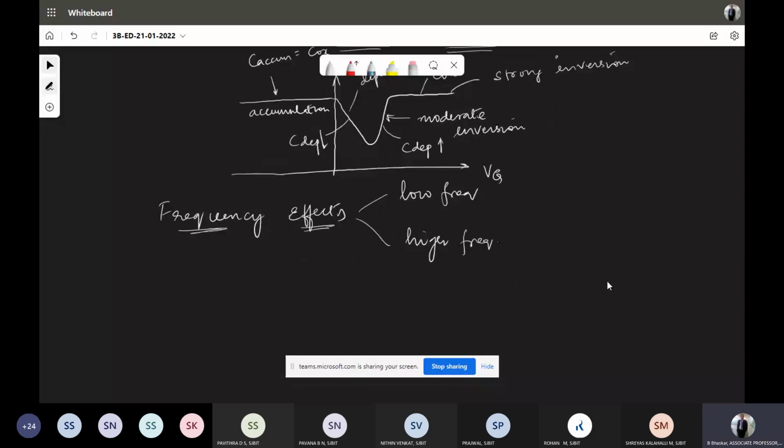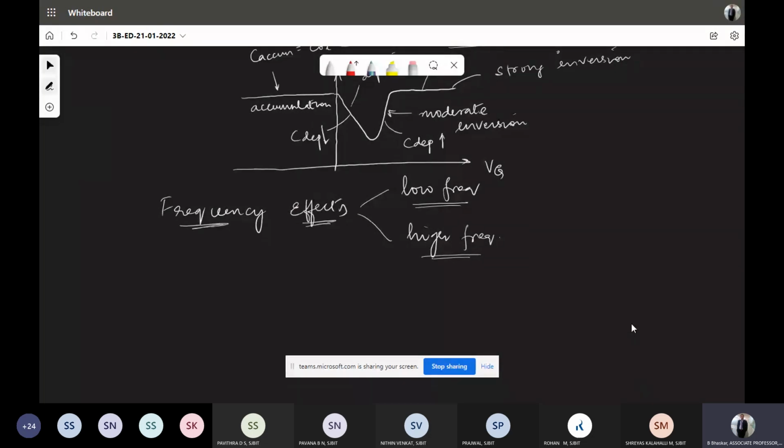Now we have to again speak about the same CV characteristic curve by looking at the gate voltage with a low frequency or a high frequency signal. Let us worry about the low frequency signal. And this graph, what I've written here, is basically an ideal graph. So how would the practical graph look like? There is a small change which we have to indicate when it comes to a practical graph, and that only small change is this.